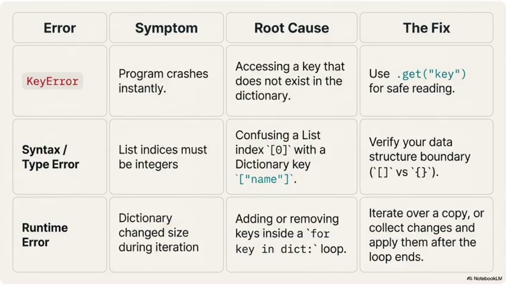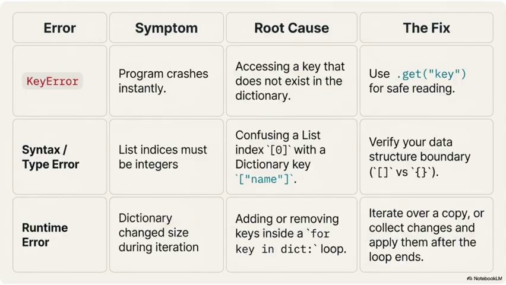3 errors appear reliably when working with dictionaries for the first time. Each has a clear root cause and a structural fix. KeyError: your program crashes instantly because you accessed a key that doesn't exist in the dictionary. The fix is to use .get(key) for any field you're not certain is present. Syntax or type error with list indices: you tried to use a list-style integer index, for example record[0], on a dictionary. Dictionaries use string keys in quotes, not integers.